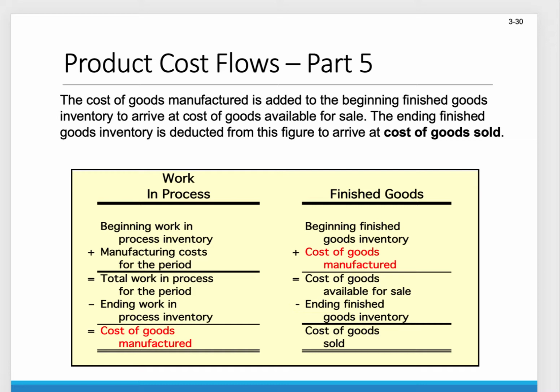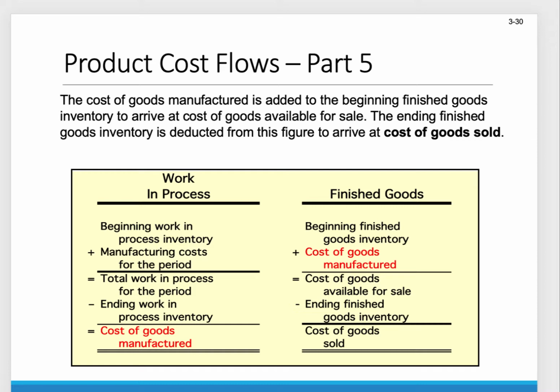Okay, so let's say, for the sake of argument, $5 is the beginning balance, $100 is the cost of goods that was manufactured that we added to this account. Cost of goods available for sale are what? Or, I'm sorry, $105. Yeah, 5 plus 100, 105. Okay, 105 cost of goods available for sale.